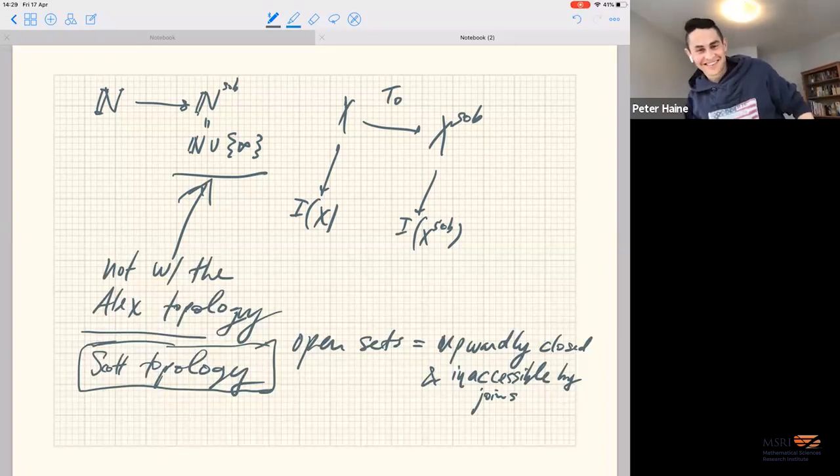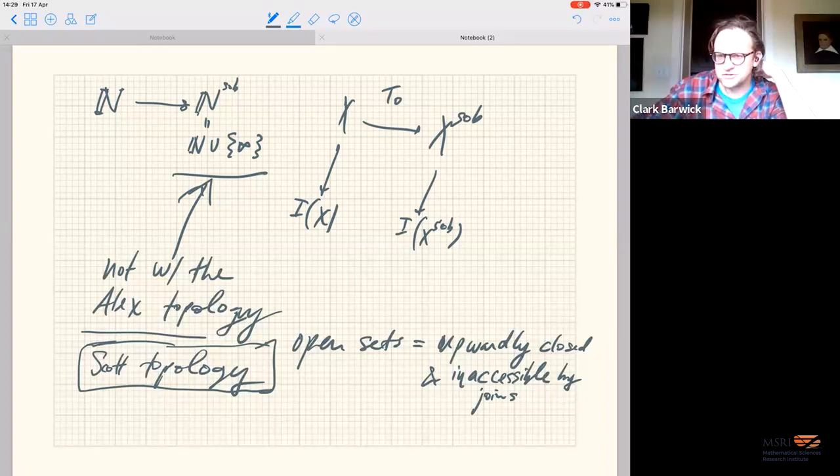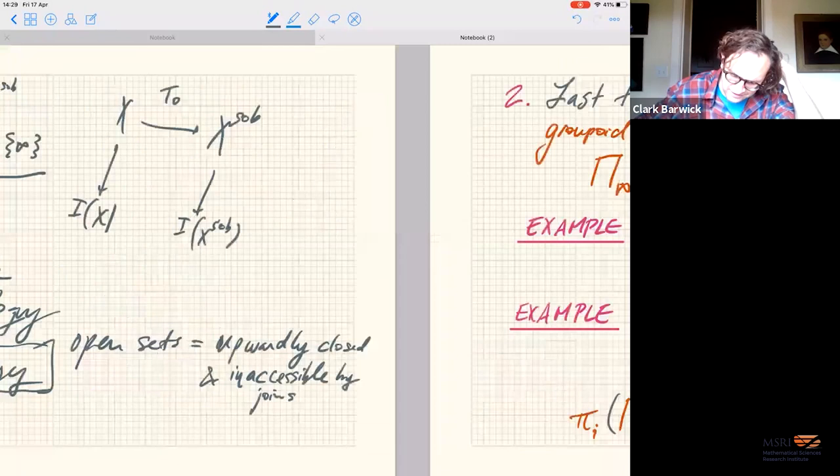Okay. All right. Is everybody happy with this diversion? Yeah. There's this other topology. That's the point that I should have made. Sorry, I got a little confused there.